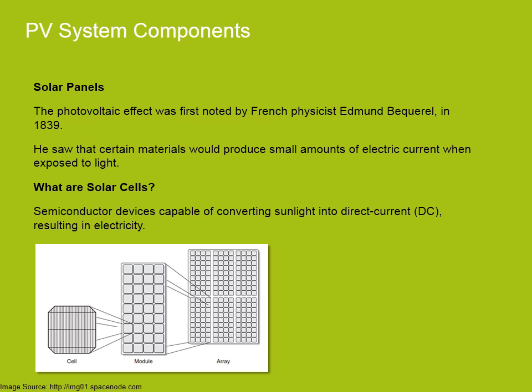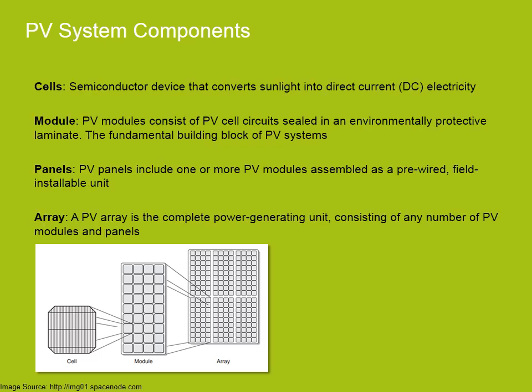You can see in the diagram here that the term solar panels may refer to solar PV cells, solar modules, and/or solar arrays. To disambiguate the diagram, cells are the semiconductor devices that convert sunlight into direct current electricity. Modules consist of PV cell circuits sealed in an environmentally protective laminate and are the fundamental building blocks of PV systems. Panels include one or more PV modules assembled as a pre-wired field installable unit. An array is the complete power generating unit consisting of any number of PV modules and panels.